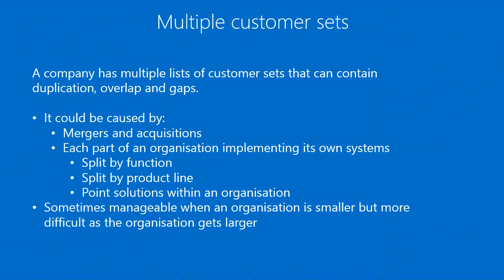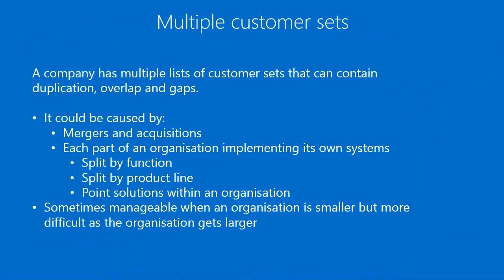Many companies have multiple lists of customers, and they can contain duplication, overlaps and gaps. There are many reasons for this: mergers, acquisitions, and each part of the organization implementing its own system, either by function. For example, you could have a customer in a CRM system for sales, an account system for invoicing, and another for service or product delivery, or it could be split by product line.